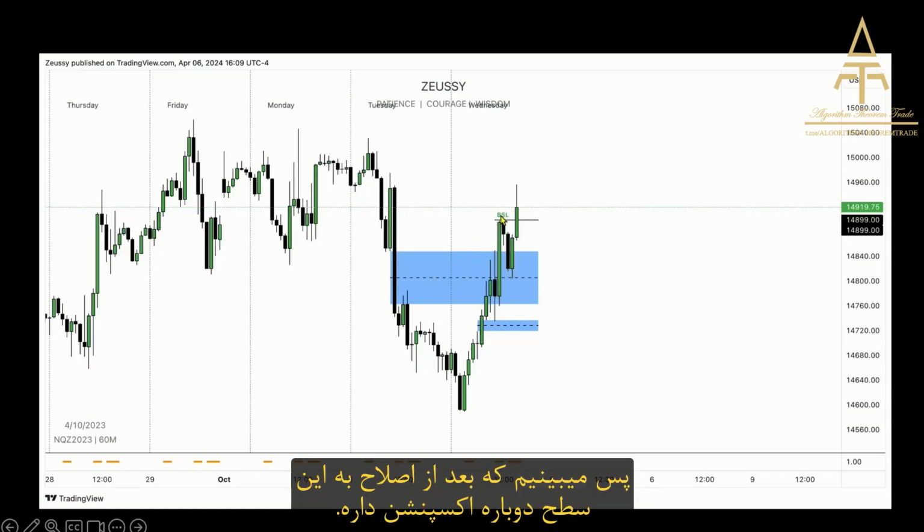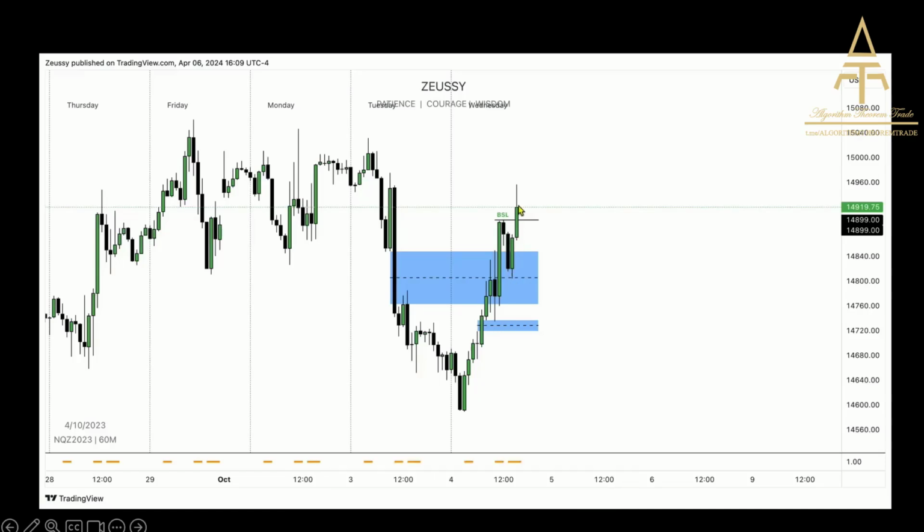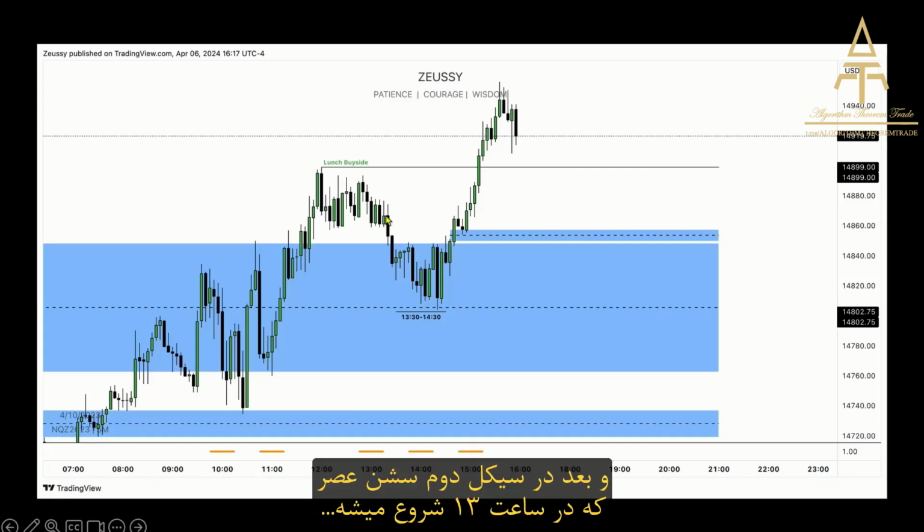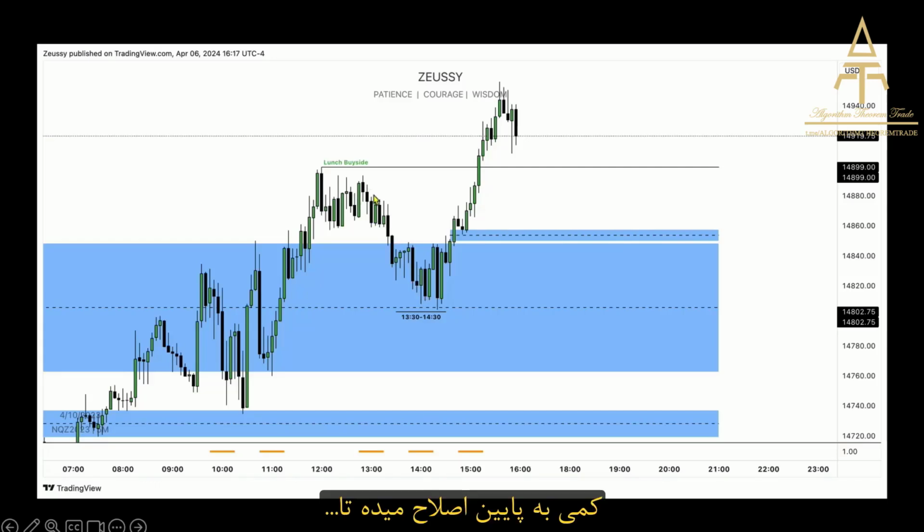So what we see is that the market retraces and then continues higher during the afternoon session. If we zoom in, we can see the following. We can see that during lunch, the market consolidated and went sideways. Then during the second PM cycle, starting at 1 PM, the market expanded lower. It retraced lower into these discount BCs right here from the morning session.